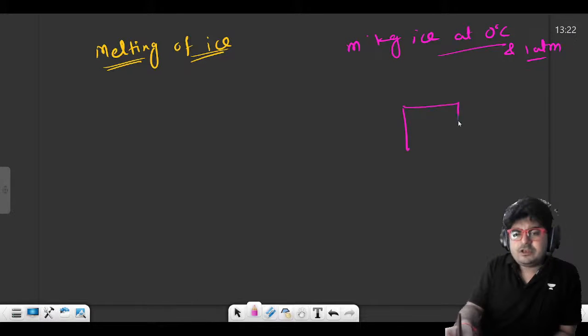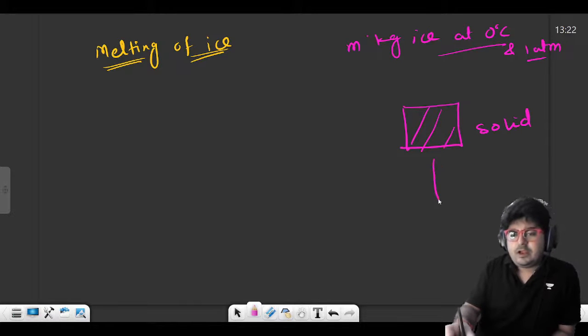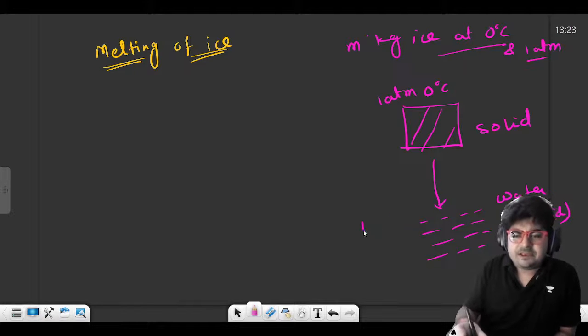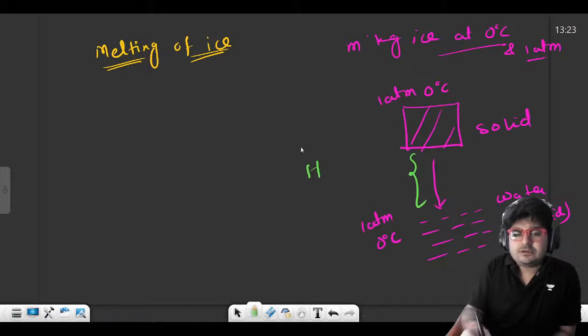So we have ice molecules, that is the solid state. Now it will convert into water, that is the liquid state, at the same temperature and pressure. So the amount of heat required for this transformation is called latent heat of fusion.